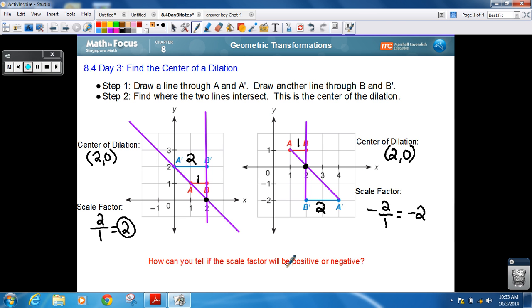Okay, if we look at the question here, it says, how can you tell if the scale factor will be positive or negative? It's going to be positive if they are on the same side. Okay, and it's going to be negative if they are on the different sides or opposite sides of that center point. The other thing you have to be careful about is you are going to have to use a ruler in order to draw these lines. If you don't use a ruler, it will not be accurate enough to find that center of dilation. So you do need to make sure you use a ruler.